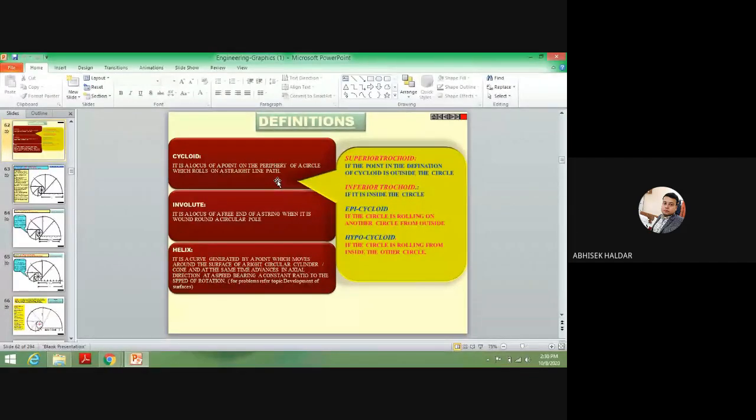I am having a circle, or a wheel, whatever you can take. That circle is rolling without slipping. Here it is not written, but the circle should not slip. So a circle is rolling without slipping on a straight line path, not a curved path. Now I am fixing one point on the periphery, on the boundary of the circle, and I am trying to trace the position of that point, how it is changing while my circle is rolling on the straight line path.